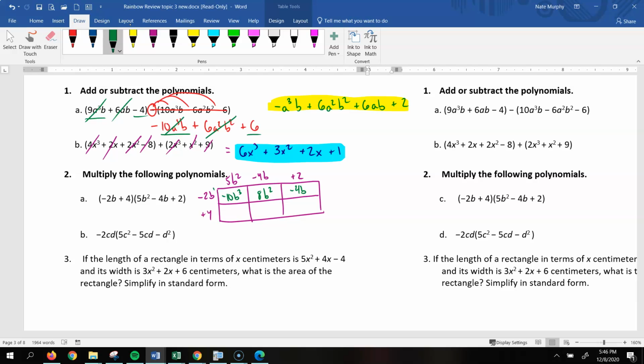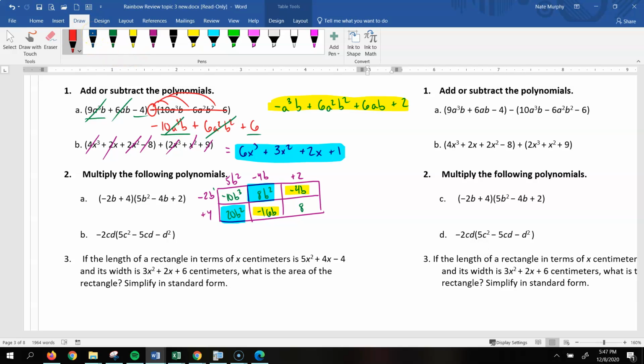And the bottom row, 4 times, this will be a little easier, 4 times 5b squared would be 20b squared. 4 times negative 4 is negative 16b. 4 times 2 is 8. So now we look for like terms. So we have some like terms here. We have some like terms here.